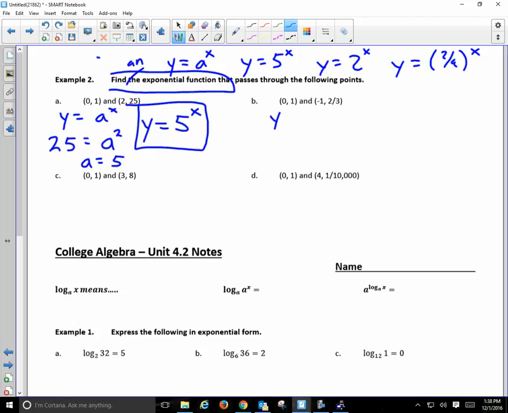The next one, y equals a to the x. What is my y value? 2/3 equals some number a to the negative 1 power. What number would you take to the negative 1 power to get 2/3? You would take 3/2. Yes, you would take 3/2. So therefore, a is 3/2. y equals 3 over 2 to the x power. What I'd like you to do is try C and D on your own.